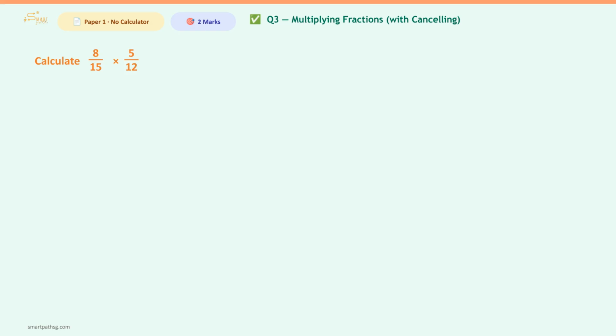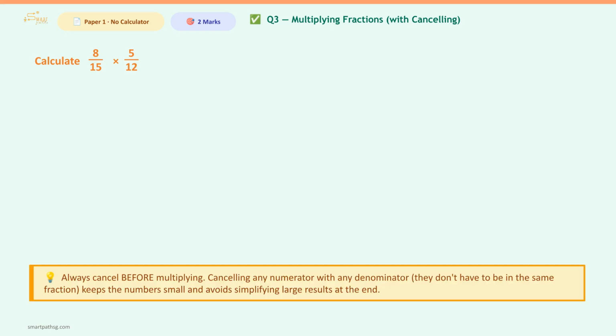Question 3 is multiplying fractions. Remember, always cancel before you multiply. This keeps your numbers small and helps you avoid having to simplify a huge fraction at the end. First, cancellation. Let's look at the numbers diagonally, 8 and 12. They share a common factor of 4. Divide 8 by 4, which leaves 2. Divide 12 by 4, which leaves 3.